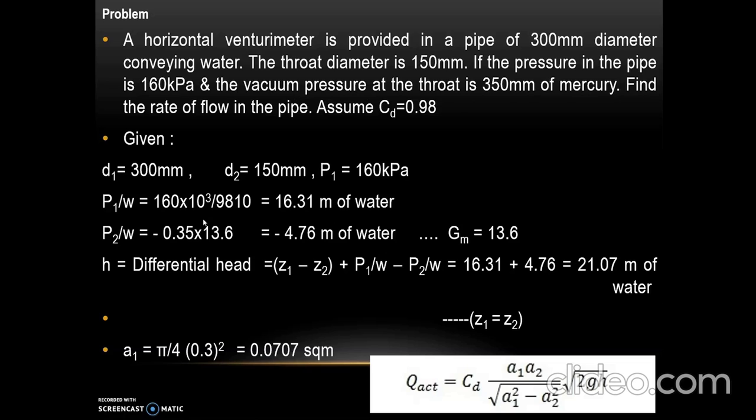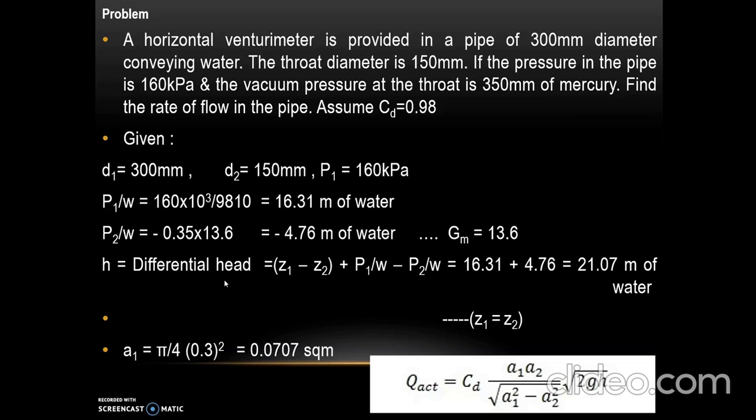Since it is vacuum pressure, we use negative sign. So it is minus 0.35 into 13.6. It is mm of mercury. We need to convert it in terms of meter of water, because the liquid flowing through the pipe is water. Since we have to have same units for both P1 by W and P2 by W, we will convert mm of mercury into meter of water. So we get P2 by W as minus 4.76 meter of water, where 13.6 is the specific gravity of mercury.